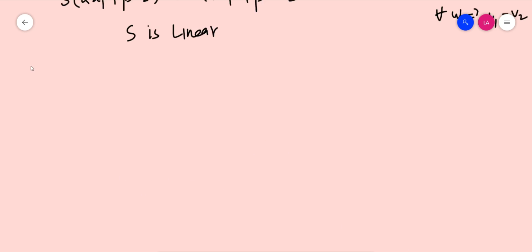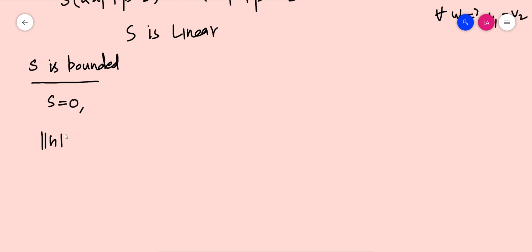Now we have to prove that S is bounded, and we have to establish that norm S is equal to norm h. So if S is equal to 0, we have nothing to prove. Clearly the 0 operator is bounded. So we consider the case when S is not equal to 0.